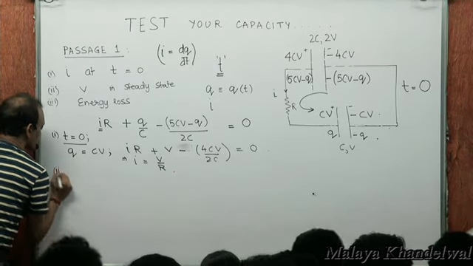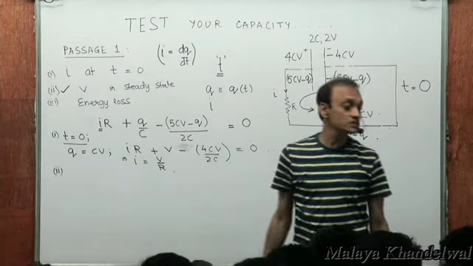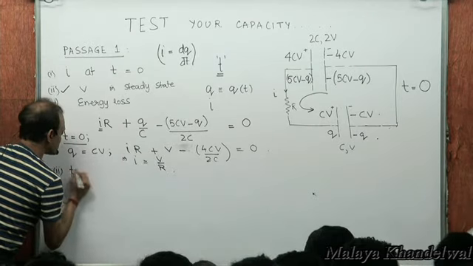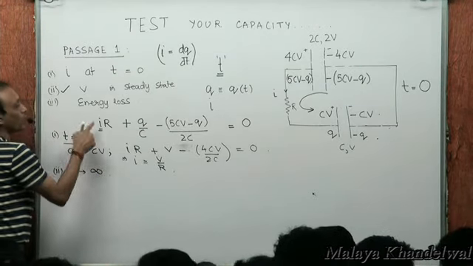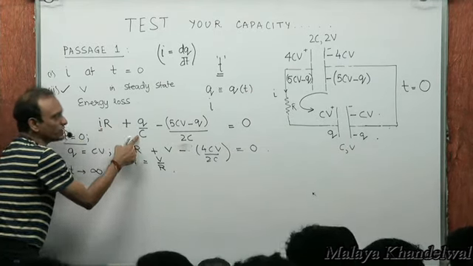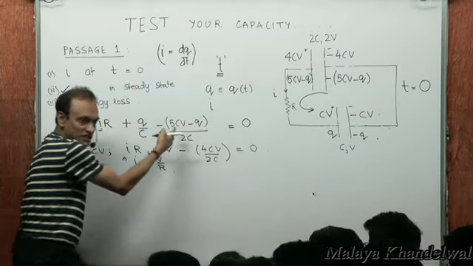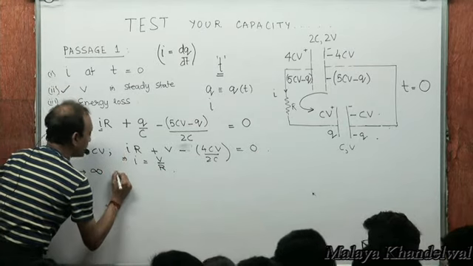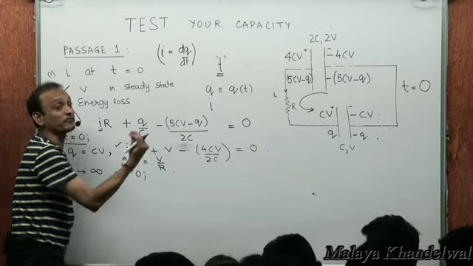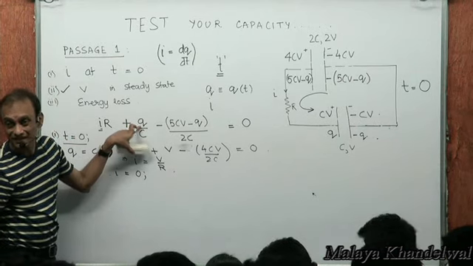Second, potential drop in steady state. Now, in steady state, that means theoretically t equal to infinity, what happens to I? I will become 0. And Q by C would be the drop across this, and 5CV minus Q by 2C will be the drop across this. So at t equal to infinity, I is 0. In this very equation, put I equal to 0, then that would be the steady state. That will give me the steady state charge on the two capacitors.